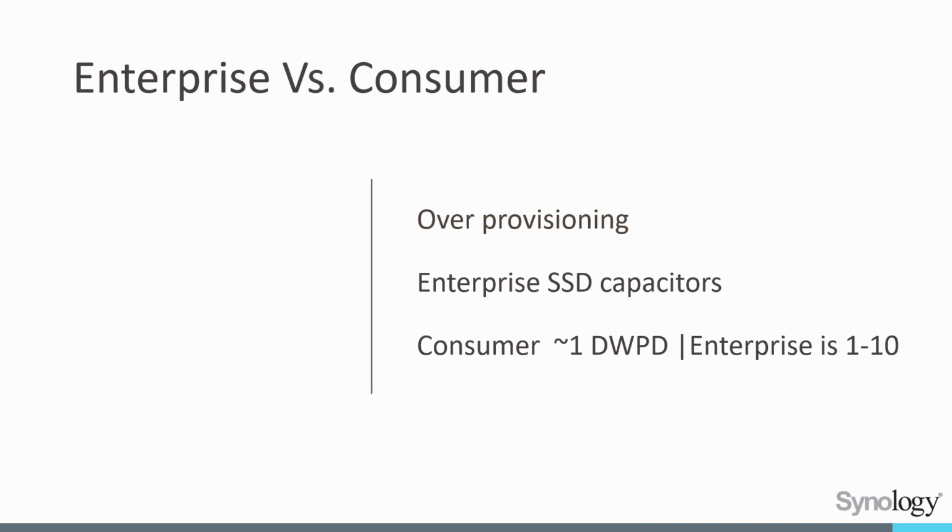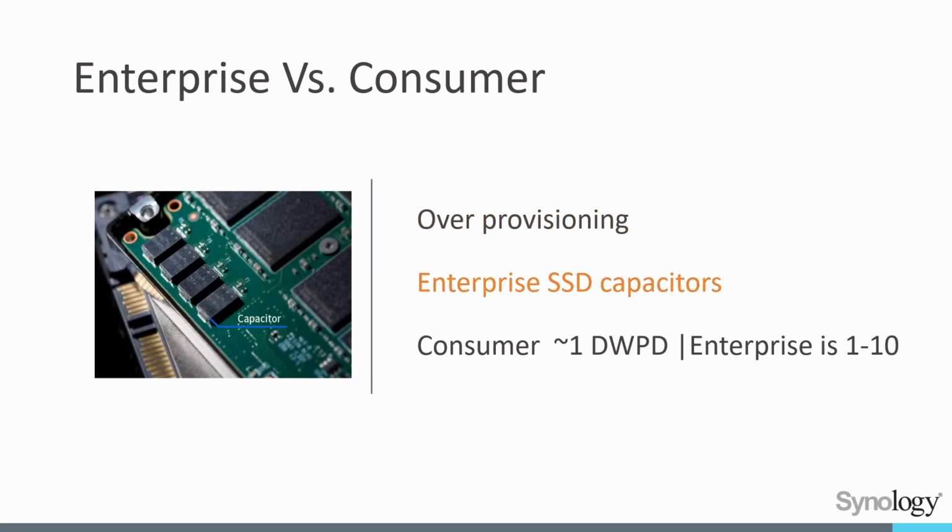The next big thing here is enterprise SSD capacitors. Enterprise SSDs have capacitors on their chip. What's significant about this is when you're using SSDs and the power goes out, you want to make sure that you have something in place to have the SSD purge whatever data it was writing before the power goes out. That's what the capacitors are for. If you lose power, it's going to purge what's in its cache internally on the device so you don't lose any data.